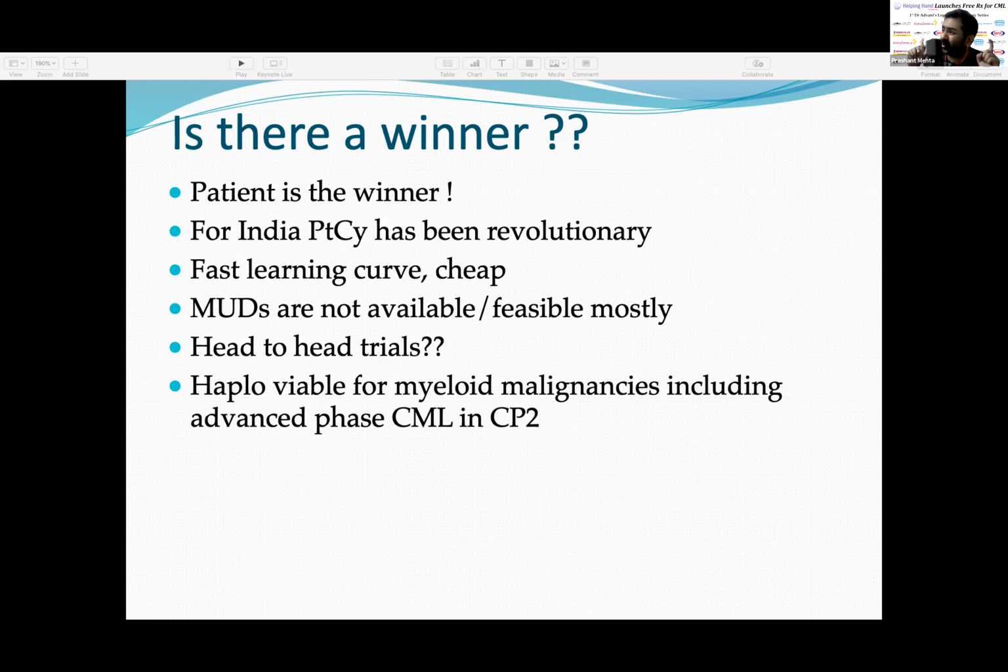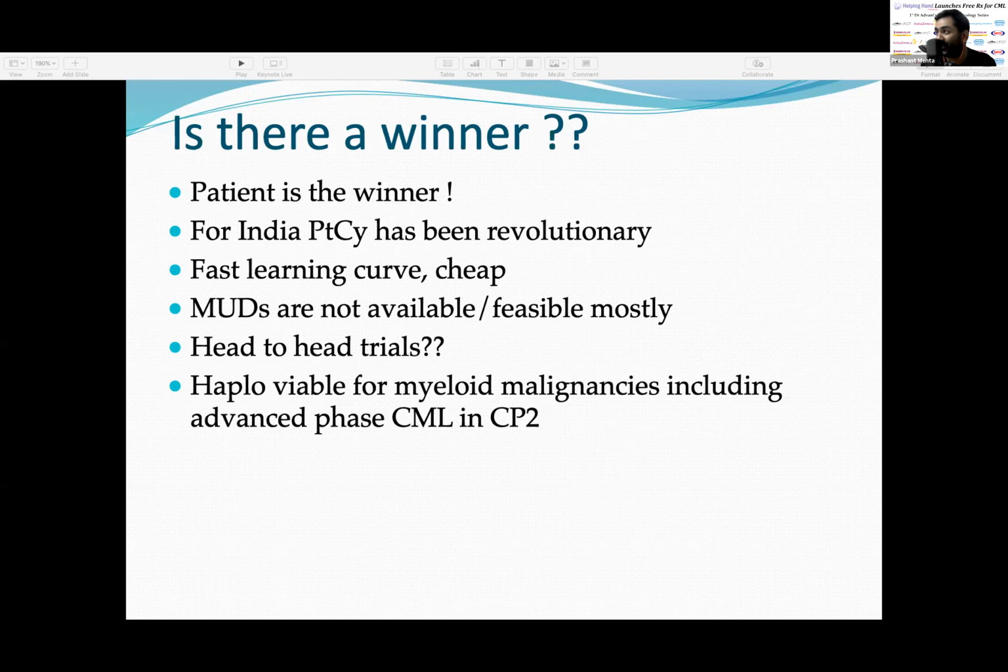The outcomes are not good when CML patients are transplanted in advanced phase. You have to control the disease first, try and achieve as deep a remission as possible. So whether you do it with a MUD or a haplo, you have to achieve a remission. That's how you can achieve long-term outcomes.